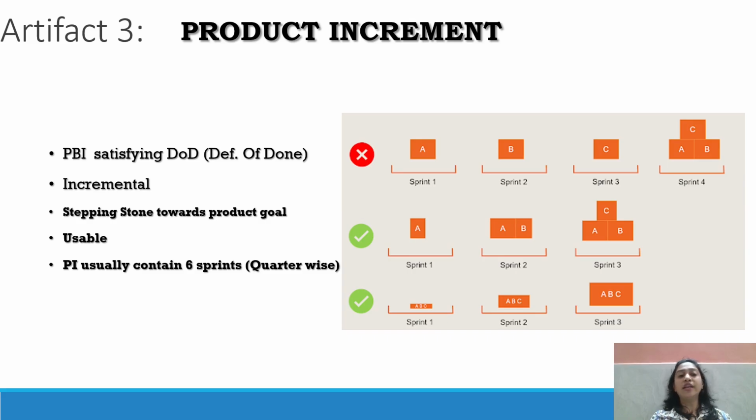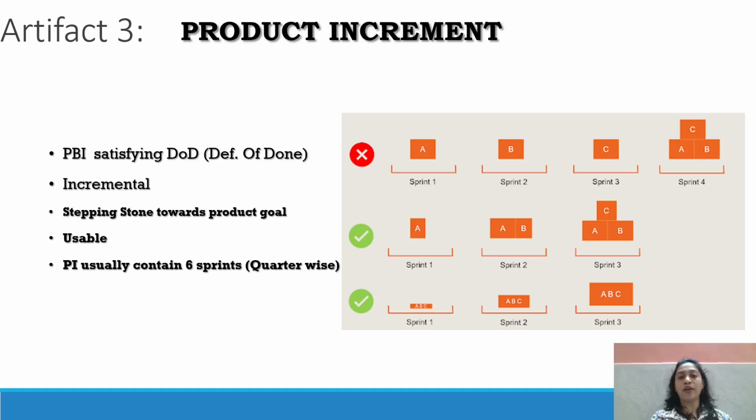So the next artifact is the product increment. When a product backlog item satisfies the DoD, that is the definition of done, then the product increment will happen. The increment is the stepping stone towards the product goal. The usable product increment, the PI, usually consists of six sprints, quarter-wise. If you are having 2-week sprints, then two sprints make one month, and quarter-wise it's six sprints, 3 months. After that it goes to the product increment.